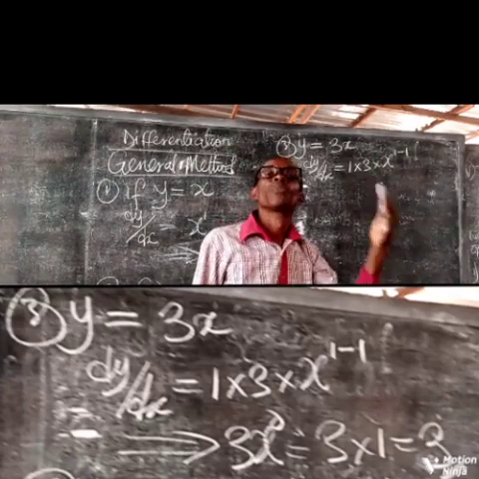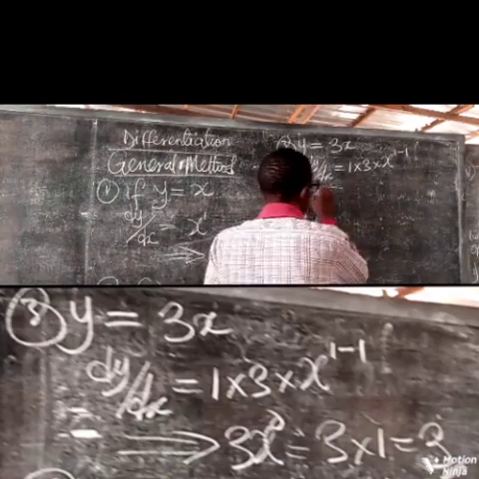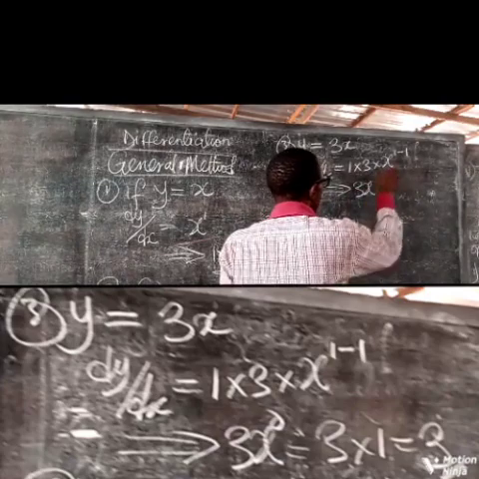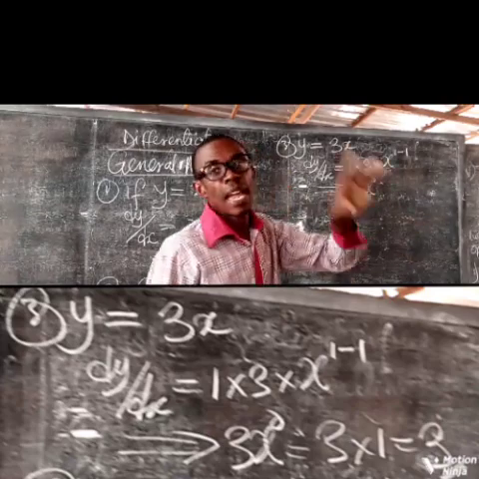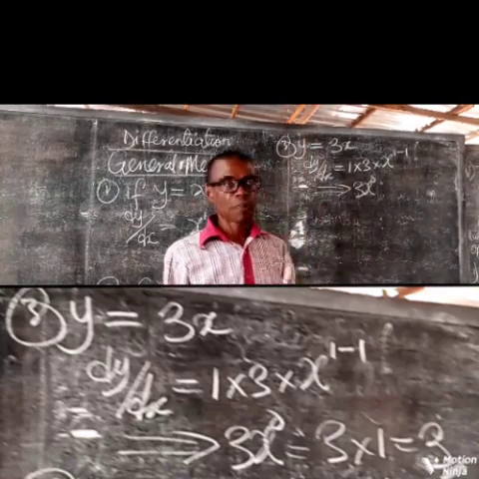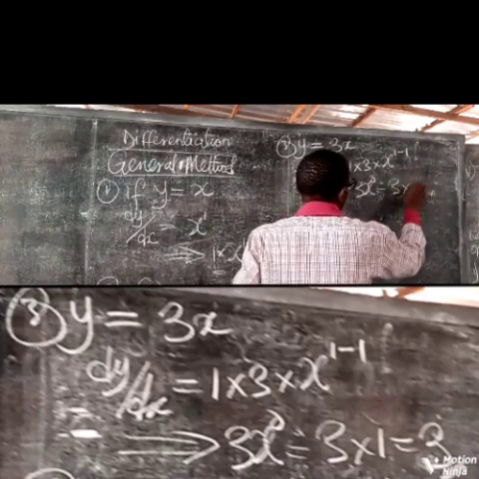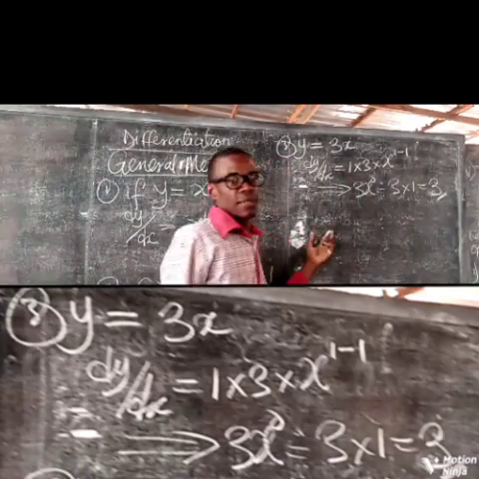We are dealing with variable. Change in one variable with respect to change in another variable. So in this case, we'll be having 3x to the power of 1 minus 1, which is 0. And of course, by the law of indices, any number or any variable to the power of 0 is 1. So we'll be having 3 times 1 is equal to 3. So the answer here is 3.